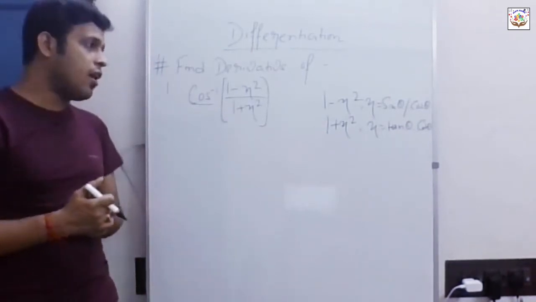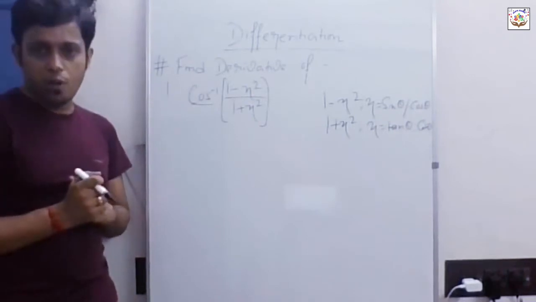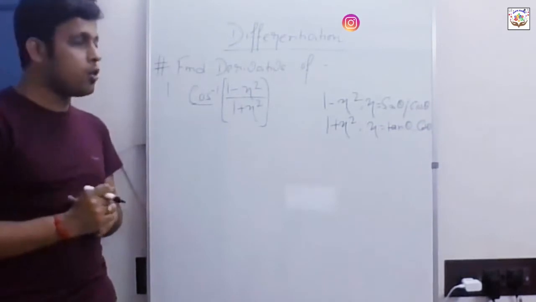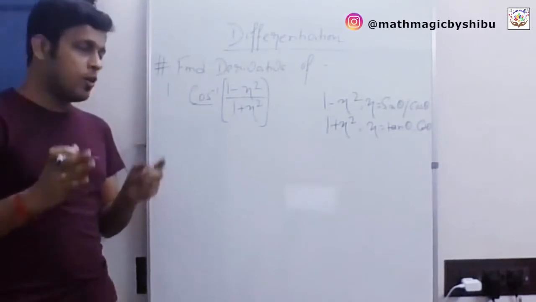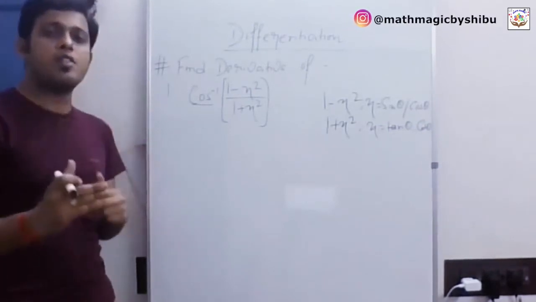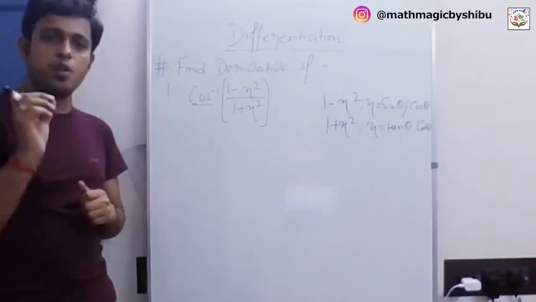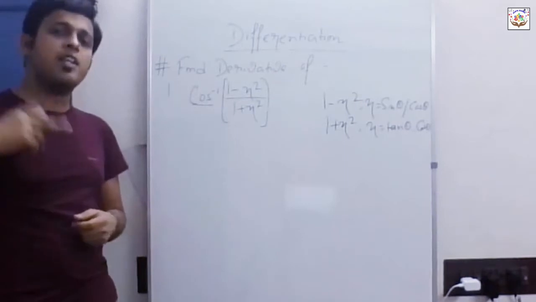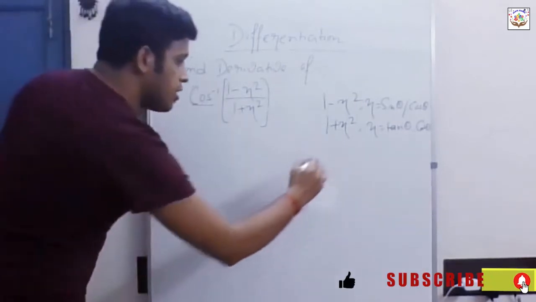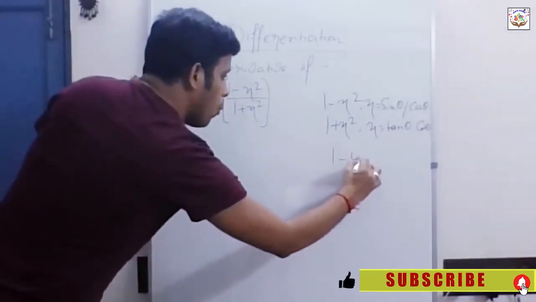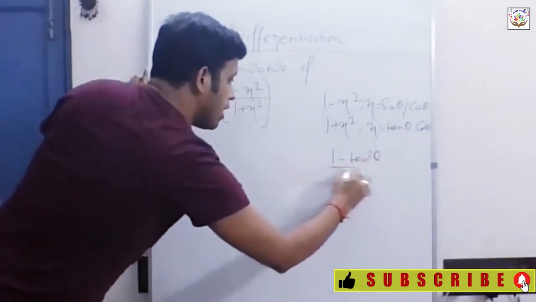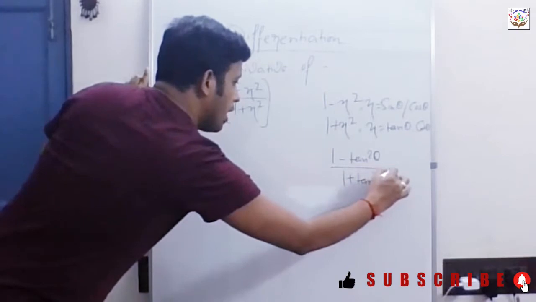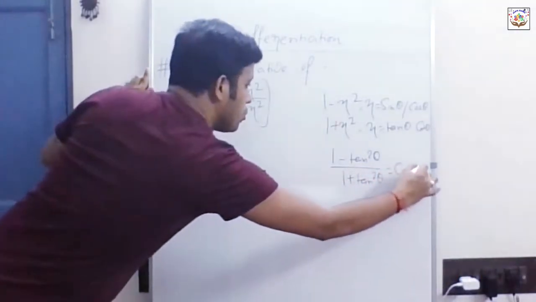Now there is one formula in trigonometry. If you do not know, just write it down. Although I would request you all to go through all the formulas of trigonometry, because trigonometry will be used very highly in differentiation as well as integration. Now just write down this formula: 1 minus tan square theta divided by 1 plus tan square theta is cos 2 theta.